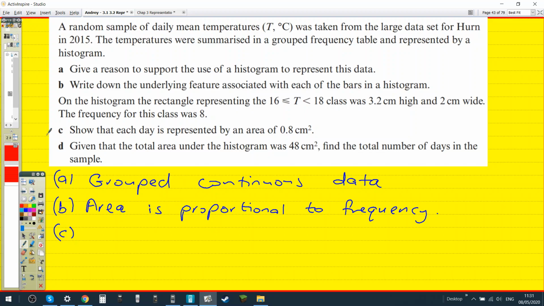Show that each day is represented by... So 3.2 high and 2 wide, isn't that 4.6 frequency? 6.4. Sorry, 6.4. Okay. But it says the frequency of the class was 8, so I'm not really sure. So it would be proportional to 6.4. Let's see. So this one, it's a class width of 2. So it was 3.2 high, 2 wide. The frequency was 8.